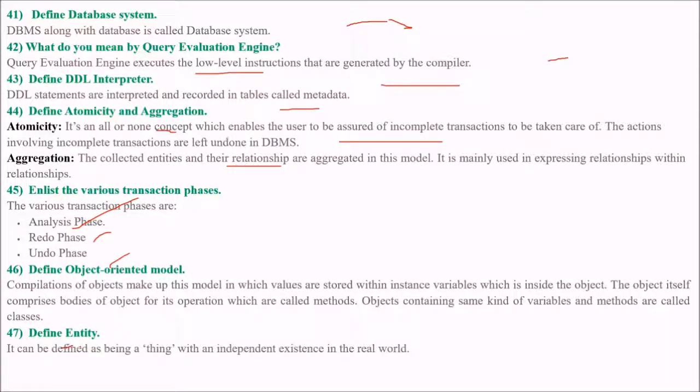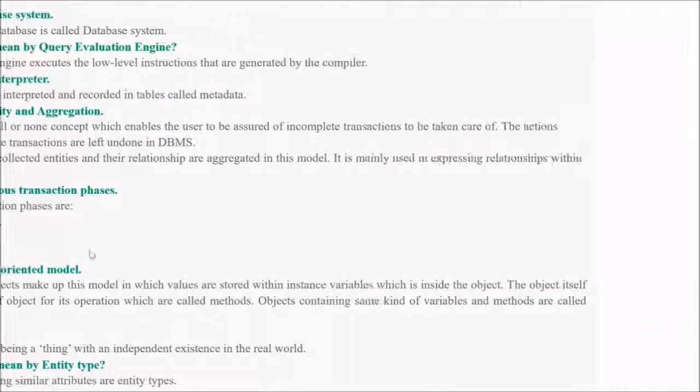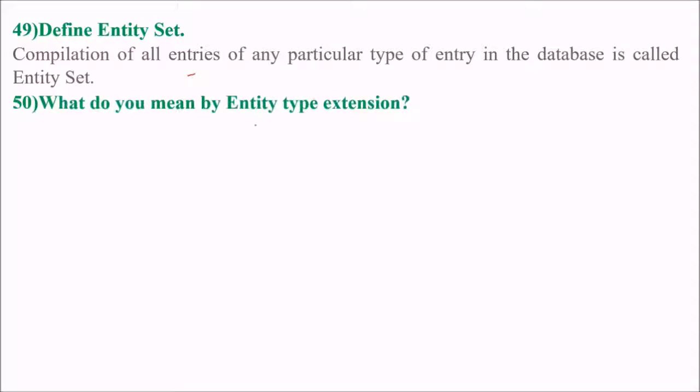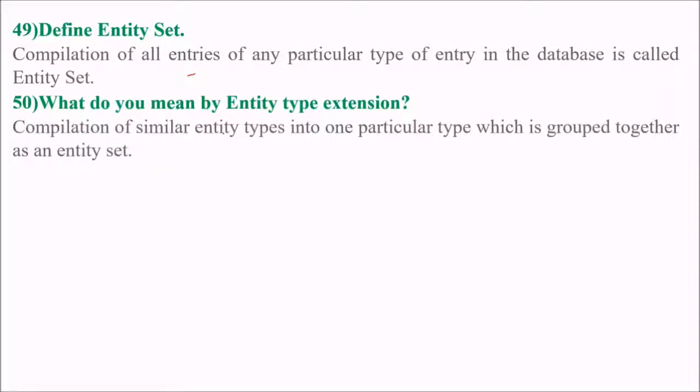Define entity. It is defined as a thing or real life existence. It has an independent existence in the real world. What do you mean by entity type? The set of entities having similar attributes is called an entity type. Define entity set. The collection of all entities of any particular type in the database is called the entity set. Next, what do you mean by entity type extension? It is the collection of similar entity types into one particular type. Here, not all entities, but only similar entities grouped together in one particular type form an entity set.